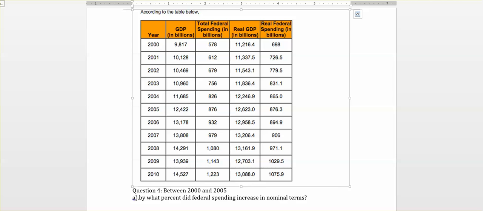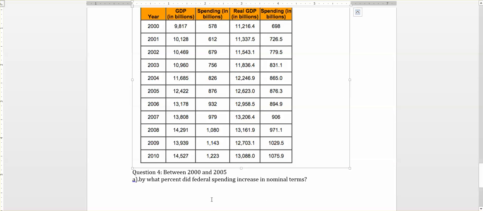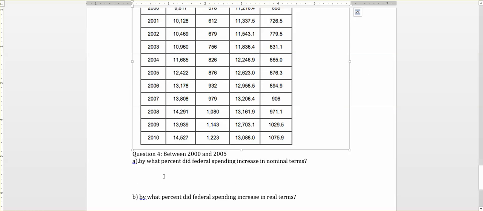The last question in this chapter is about calculating the federal spending increase rate from different aspects. The first question asks: by what percent did the federal spending increase in nominal terms? First of all, I want to introduce the general form for calculating the increasing rate. In order to calculate the increasing rate, you need to remember this formula.